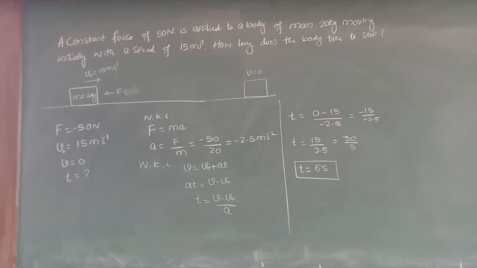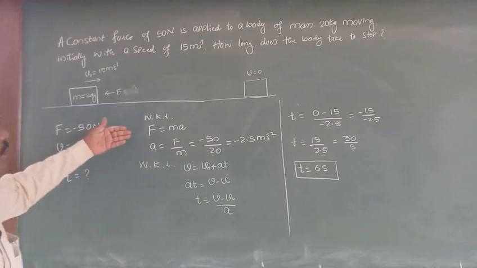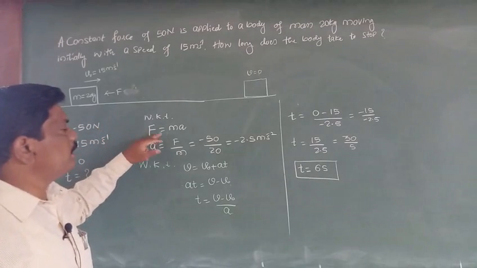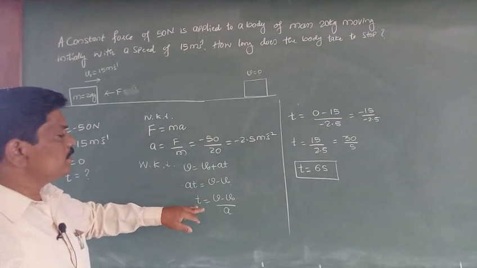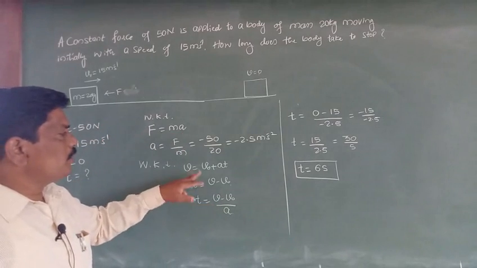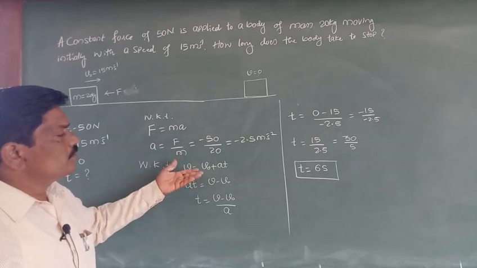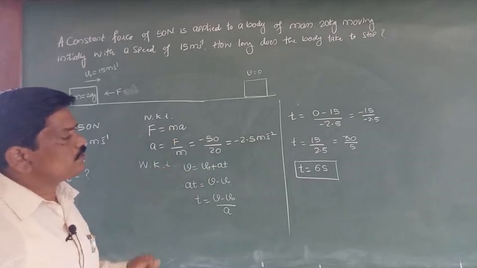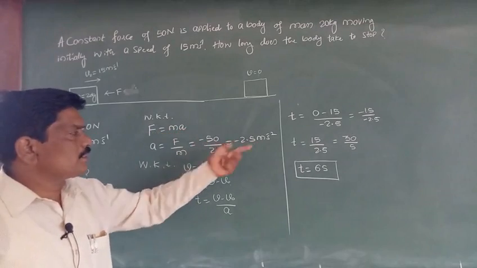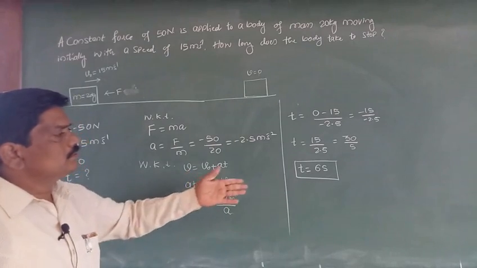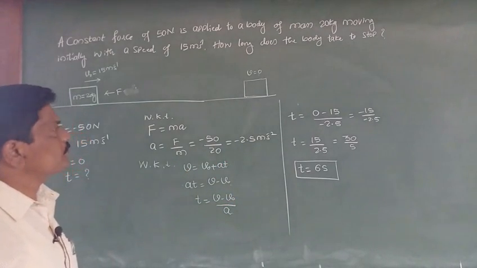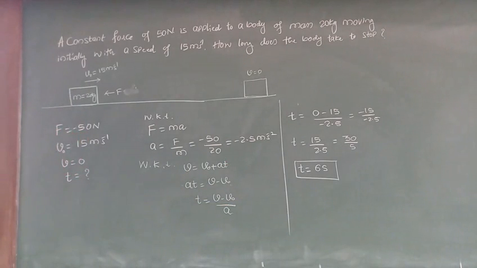Then come to a conclusion. Then write the given data, and you have to write the suitable or relevant formula for that particular numerical problem. Here two formulas we are using. One is F equal to ma, and another one is T equal to (V minus V naught) by A, or V equal to V naught plus AT. So by using these two relations, first you have to calculate the acceleration, then you will get the time. Okay, so note down carefully.